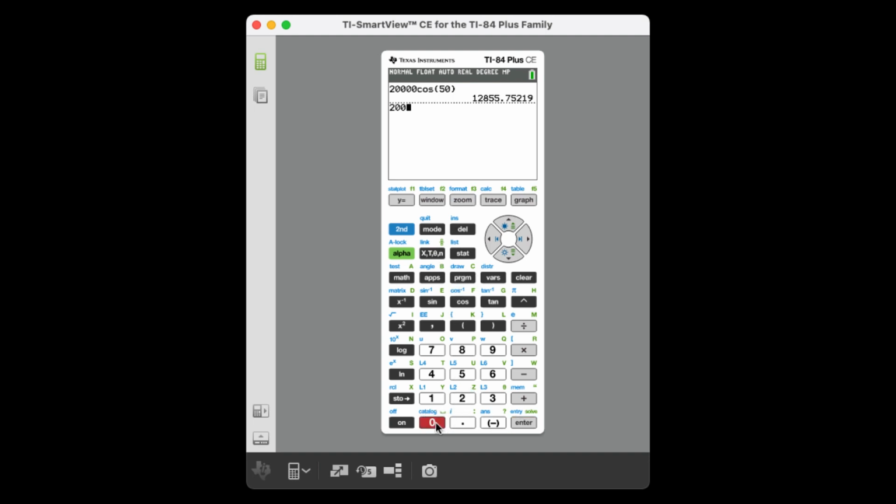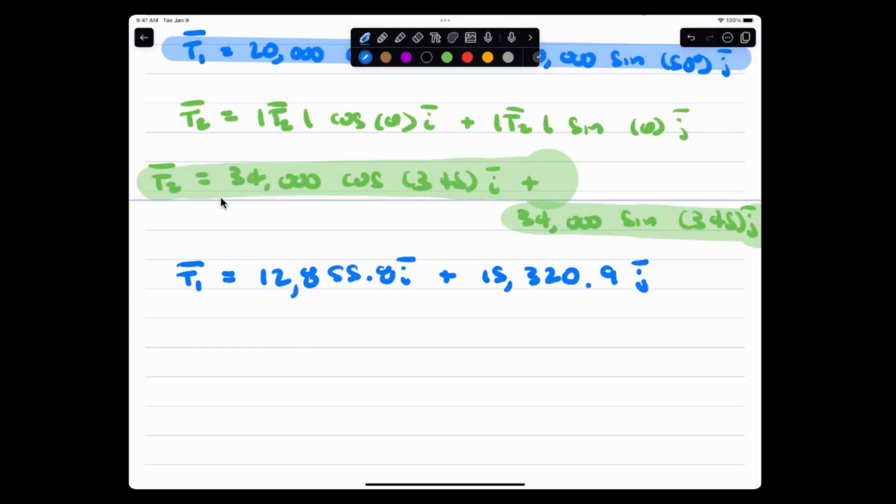20,000 sine of 50. You end up now with 15,320.9 j. So here is your T1 vector, okay? That's the first tugboat. That's the force vector for the first tugboat.